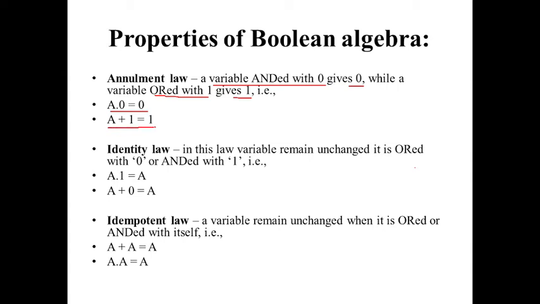Second law is identity law. In this identity law, the variable remains unchanged when you are performing OR operation with 0, that is A plus 0 is equal to A, and if you are performing AND operation with 1, then also your variable remains unchanged. That means A AND 1 is equal to A. That is called identity law.